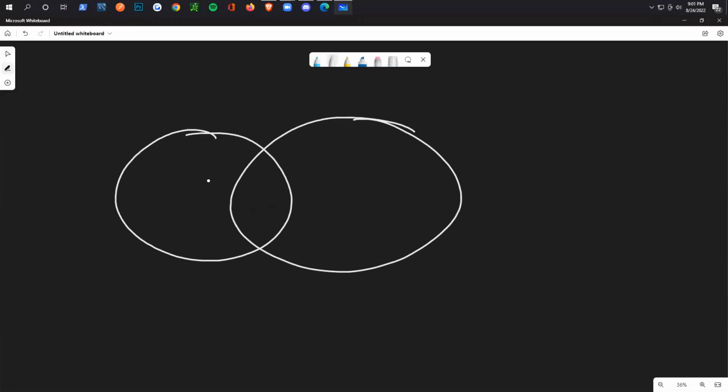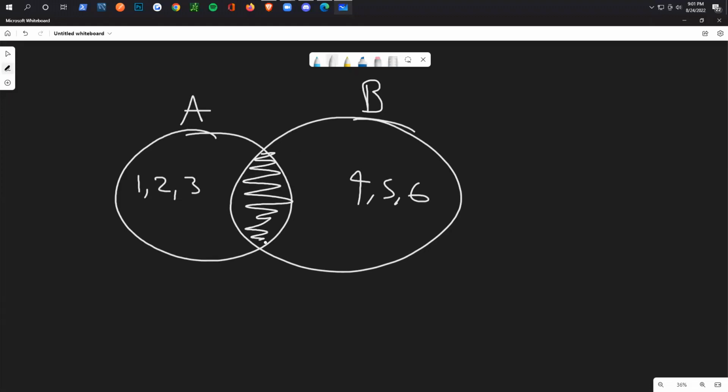Let's just simplify it. Let's say this is one group of things, A, and this is one group of things, B. In A, you can have, for example, 1, 2, 3, and in B, you can have 4, 5, 6. Now, this is disjoint because there is nothing in the intersection, meaning they have nothing in common.